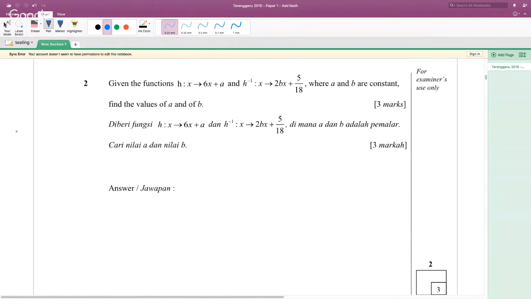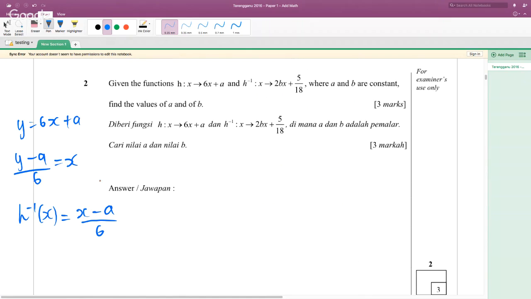So I let y become h(x), so y equals 6x plus a. I want to make x the subject. (y minus a) over 6 equals x. I just move everything to the other side. So I get h inverse of x equals (x minus a) over 6. I substitute it back. Since I want to change it into that pattern, I separate the fraction, so I get 1 over 6 x minus a over 6.